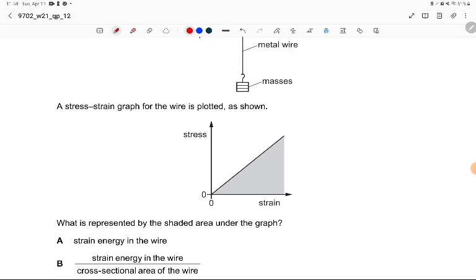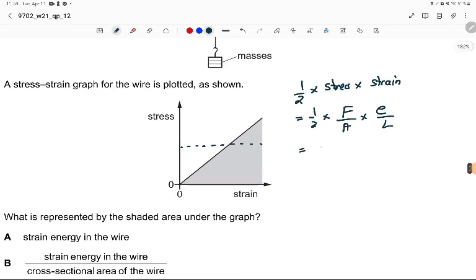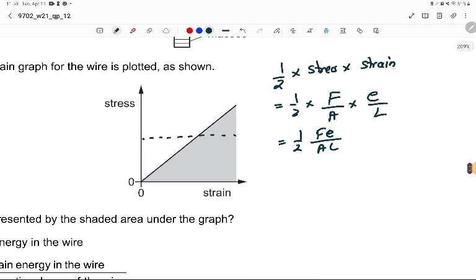So apparently half of the stress multiplied by the strain, and let's just do that. Half into stress into strain should give me 1 over 2. Stress is force per unit area, multiplied by the strain, which is extension over the original length. If we multiply these, we get half Fe over Al. So this is what we are getting. The unit will tell us what exactly this quantity is.